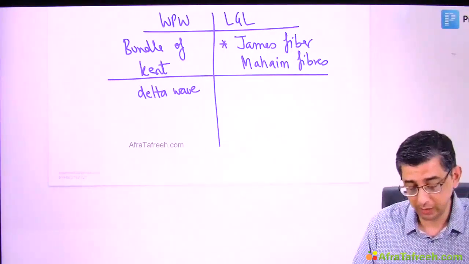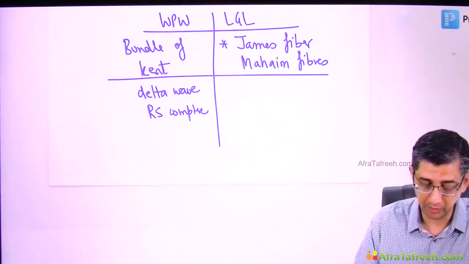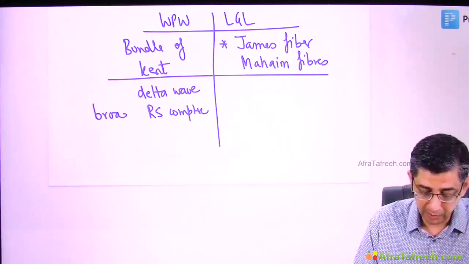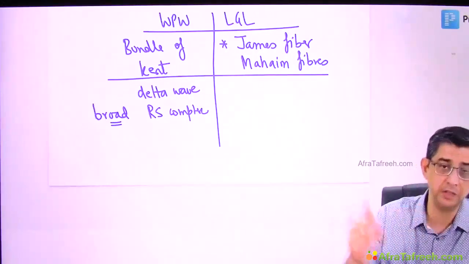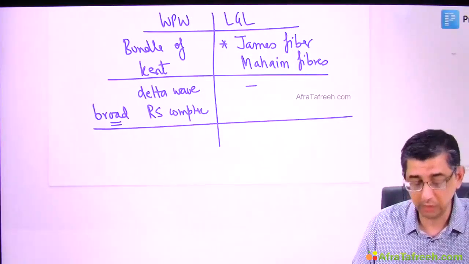And most importantly, when it comes to the QRS complex of these patients, it will be relatively broad. I want to highlight this fact. Whenever there's antegrade conduction, that is forward conduction by the short circuit, there's going to be a broad QRS complex. There's going to be no delta wave.